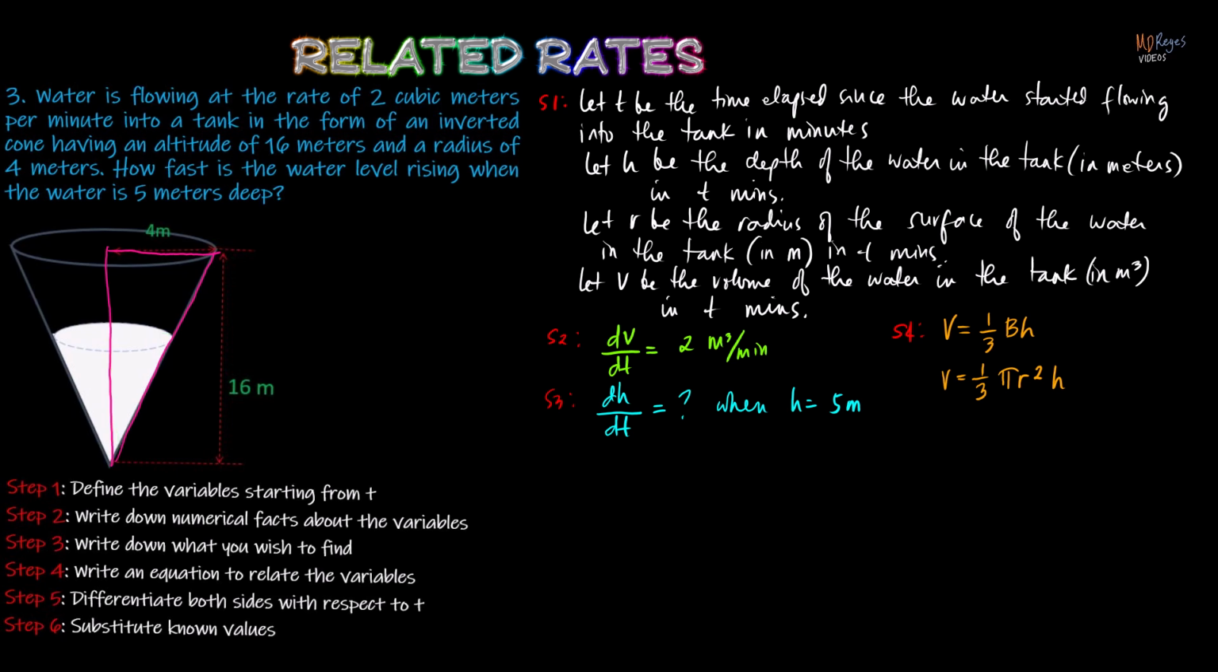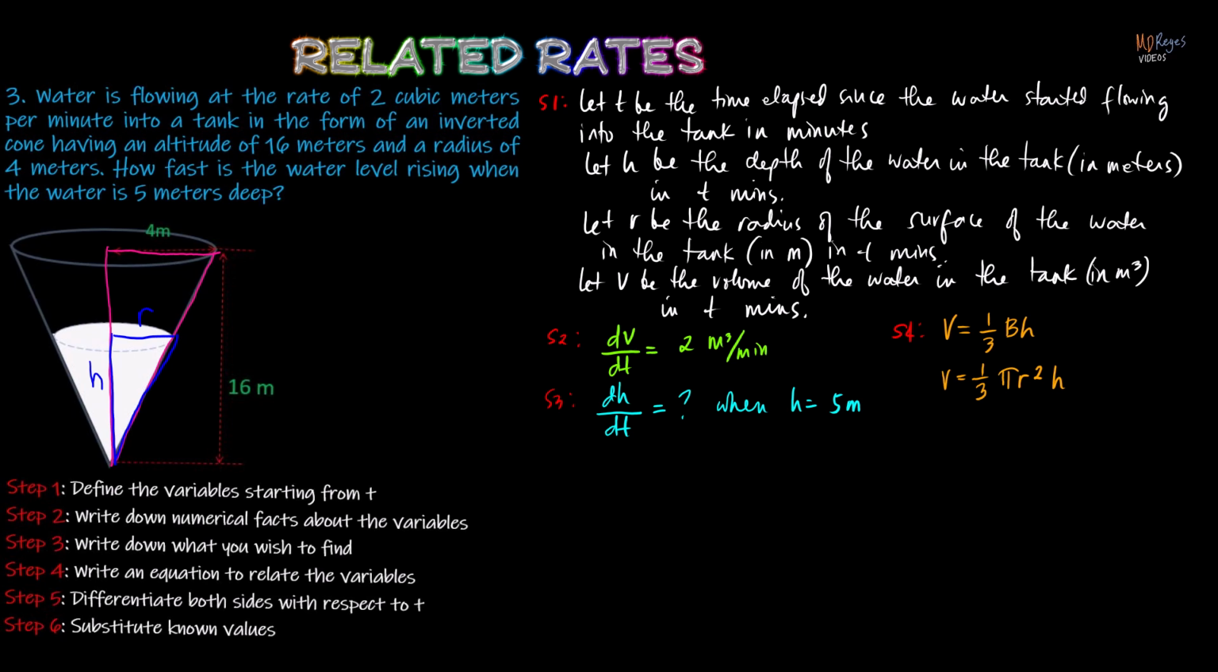Now there's a smaller triangle over here. Let me use another color for that. Let's use blue. This is the smaller triangle, similar to the bigger one. Its base is equal to r. Remember that r is defined as the radius of the surface of the water. And the altitude of the smaller triangle is h, because we have defined h to be the depth of the water in the tank in t minutes. So h and r change as t changes.